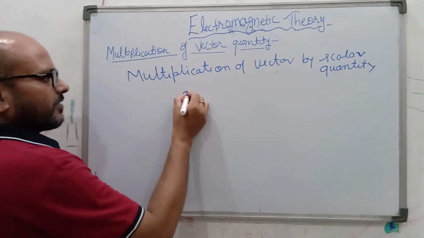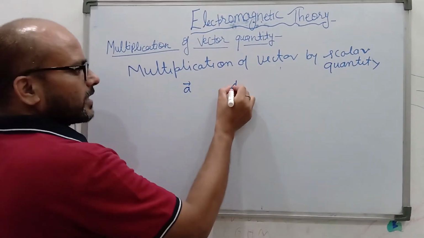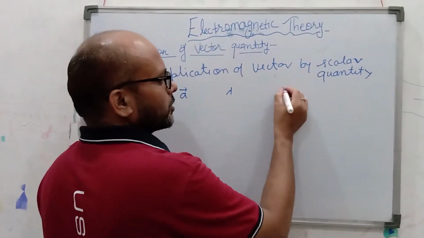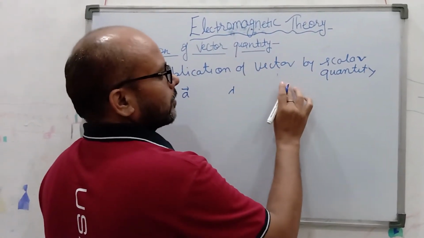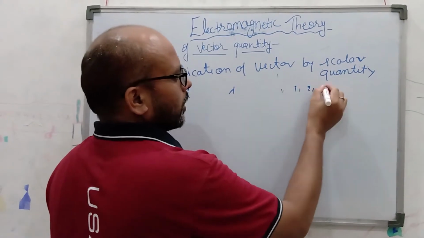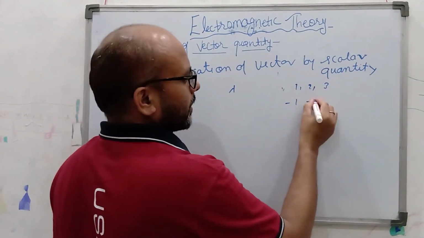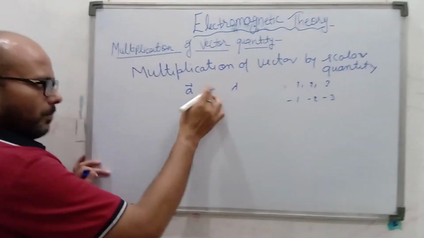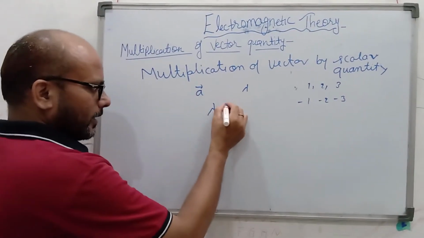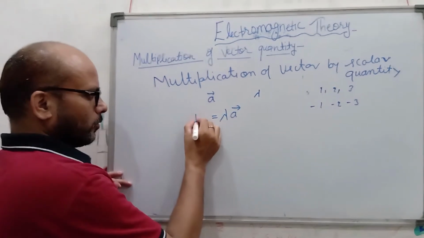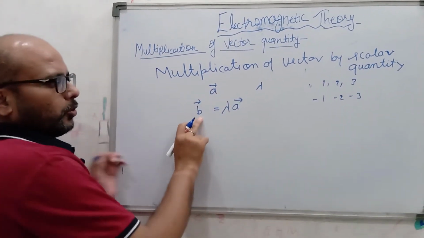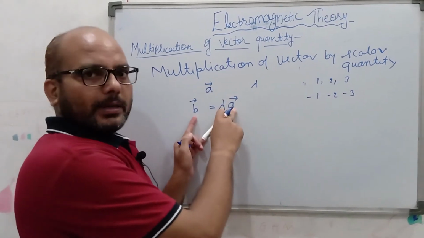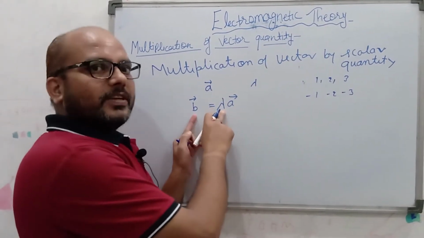Suppose A is the vector and lambda is the scalar value. Scalar value means a numerical value, maybe 0, 1, 2 and 3 or -1, -2 and -3. So if lambda multiplies A, lambda A, the resultant vector is obtained as the B vector. So for the B vector, the direction is the same as the A vector and the magnitude will change.